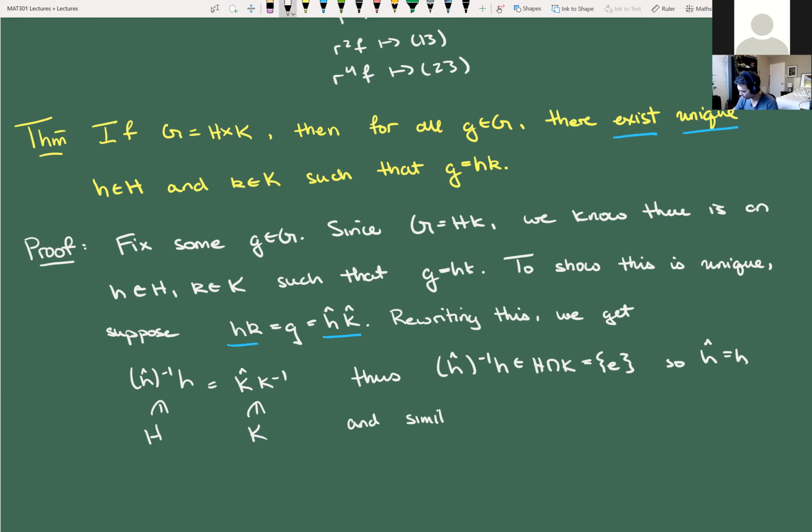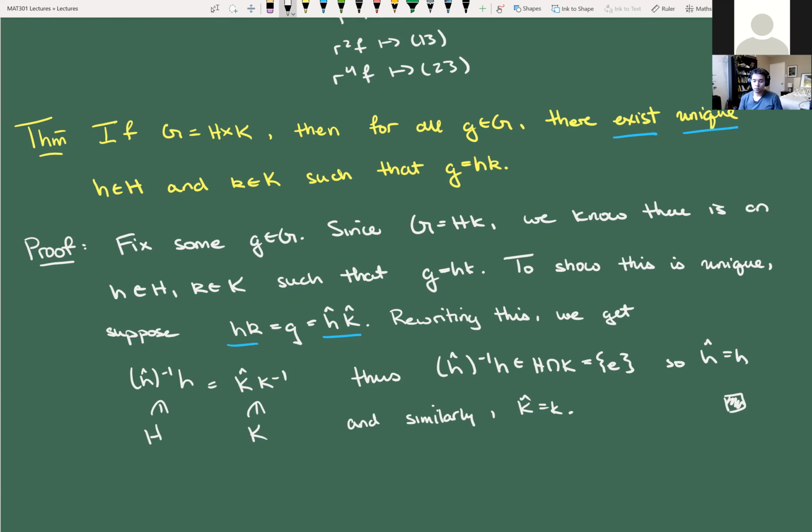And similarly, k hat must be equal to k. So therefore the decomposition is unique. No matter how you choose to write it, you have to use the same h and the same k. And this makes sense. This is what we want, that this should be true.